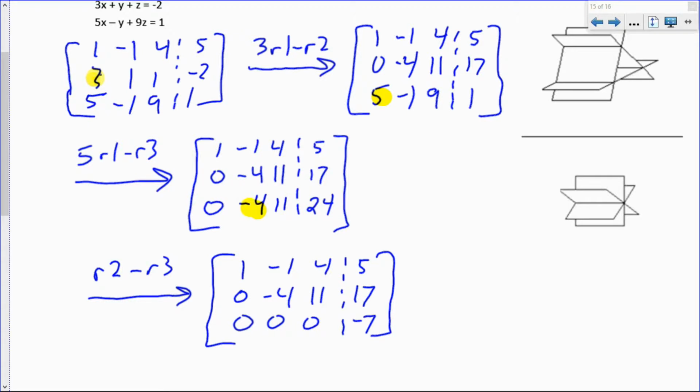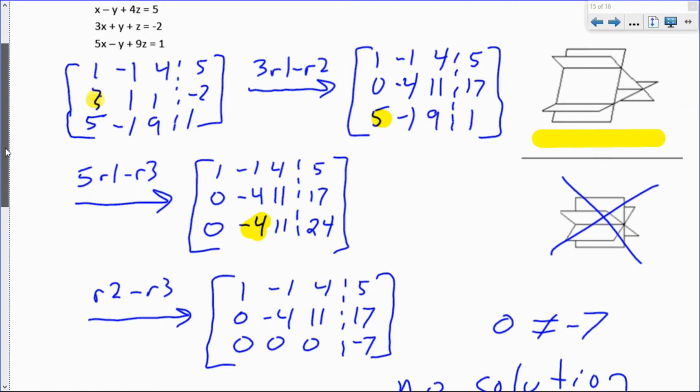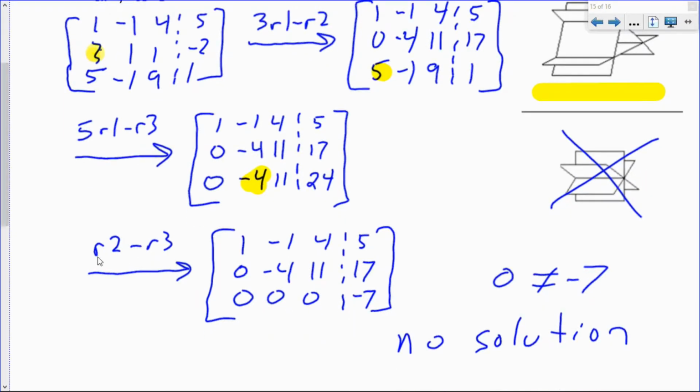Now notice when I try to eliminate this last -4, I again get 0, 0, 0, -7. Well, what does that mean? That looks a lot like the previous example. 0 cannot equal -7 according to the last equation. There is no solution. So it must be that we actually have the triangular prism up here and not a line of intersection, because that last equation can't be true. So there can't be any values of x, y, and z that satisfy all three equations. But this is the only way to figure that out.